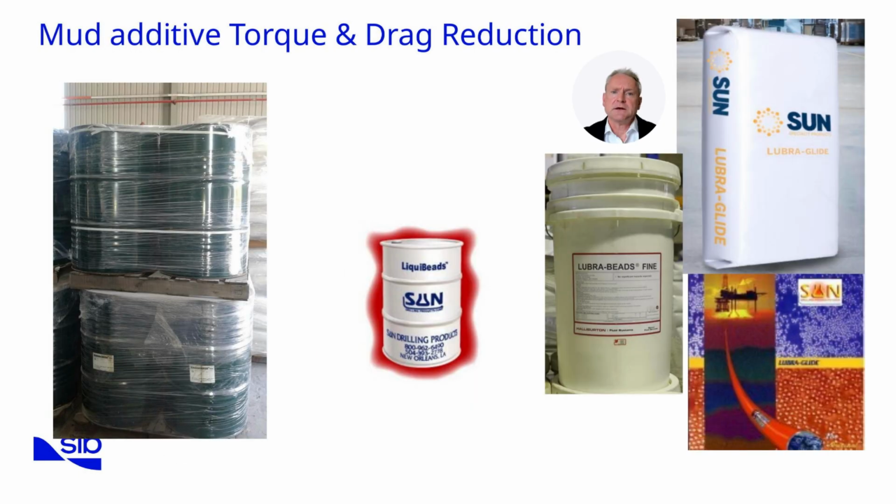Mud additive lubricants are available in two types, liquid or beads. The beads are generally made from glass or polymer materials. They are designed to reduce friction between the formation and downhole tools. Lubricant has a life expectancy of a few days and works very well before it breaks down.